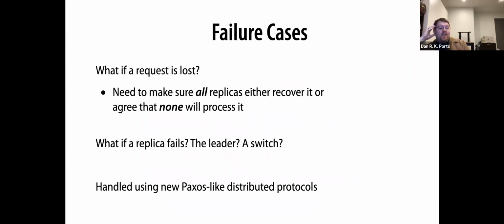Obviously, there's a lot of failure cases we need to think about. You know, what should happen if a message gets dropped? We know from OUM that we can detect the drop, but we have to make sure that either all of the replicas recover the message and execute it, or none of them do. And we also have to worry about what happens if the replica fails, if the leader fails, if a switch fails, and so forth. In the interest of time, I'm not going to go into any of these details. They're described extensively in a paper. But the high-level point is that we deal with this using distributed protocols that look a lot like traditional Paxos.